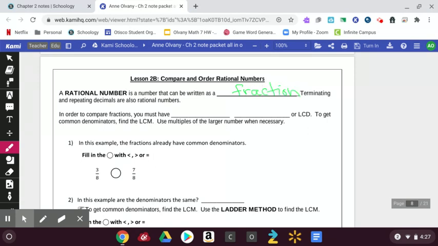It can be terminating or it can be repeating. And those are also rational numbers. I feel like there should be a period here to kind of end that sentence. Any number that can be written as a fraction. So in order to compare fractions, you must have a common denominator.